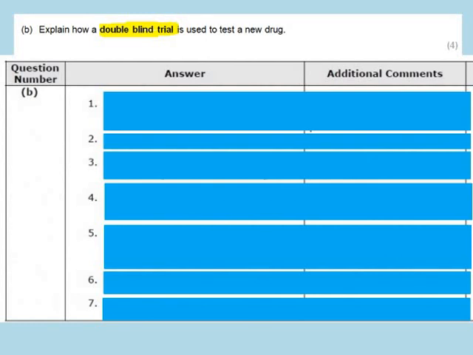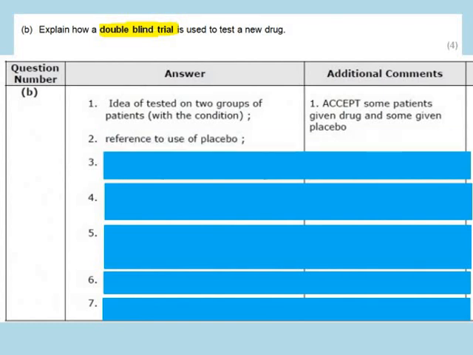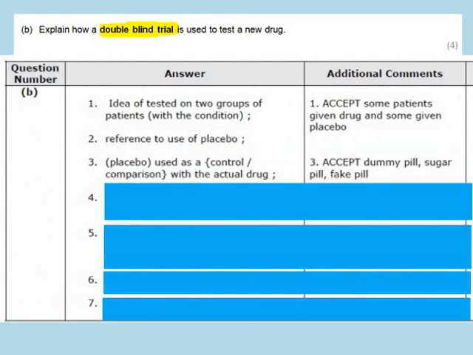Okay, let's look through our mark scheme. So, because we're testing a new drug and we've got past the healthy people level, so now we're going to be looking at the clinical trials phase 2 and forwards, where we have small groups of volunteer patients. So we're looking for 2 groups of patients with a condition, and you're going to be using placebo on one group and giving the treatment to the other group. This means that you can compare the effect of your placebo against the actual drug that's there. And in place of placebo, you could also mention dummy pills, sugar pills, or fake pills.